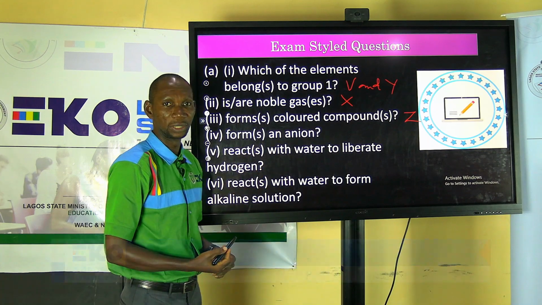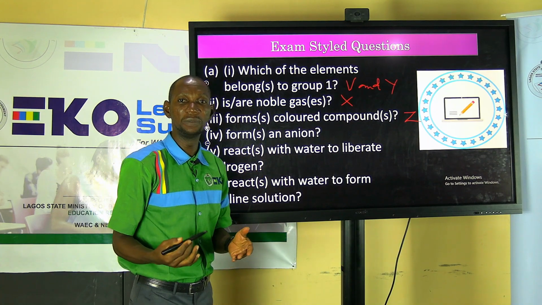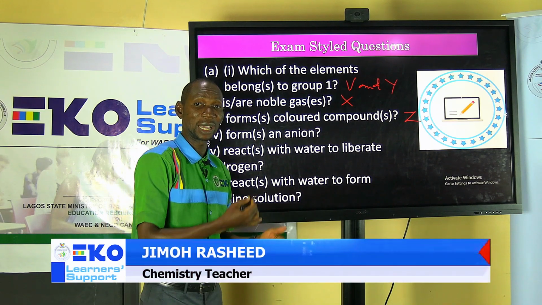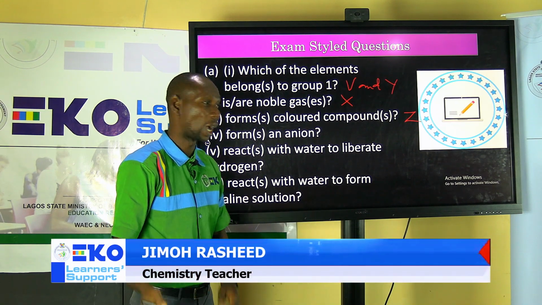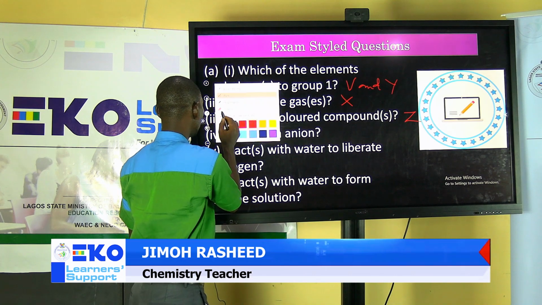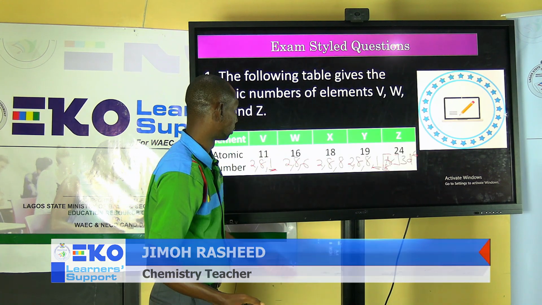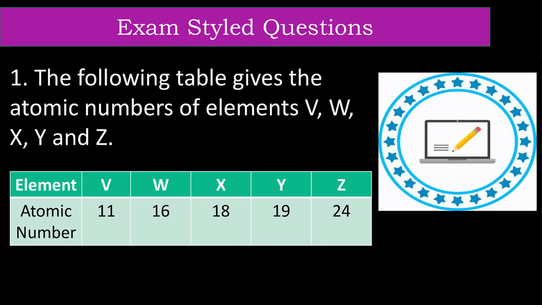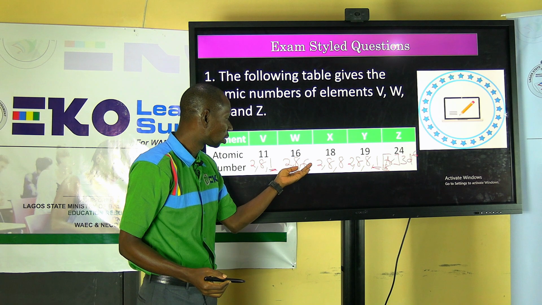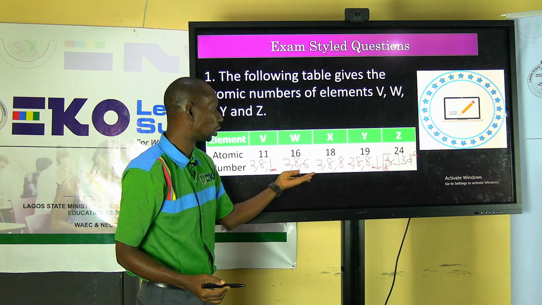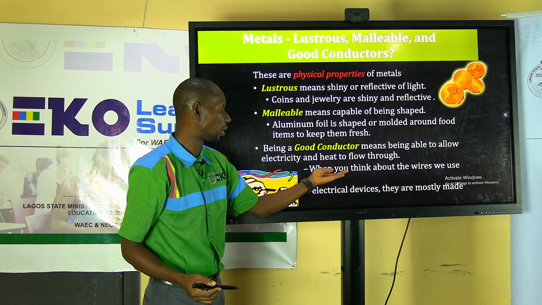Which one forms an anion? What is an anion? An anion is a negatively charged ion. Yes, the opposite is a cation, which is a positively charged ion. So let's see which one is going to form an anion. Now, if you look at V, V is a metal, so it's going to lose 1 electron. W, yes, is a non-metal. Why? Because it cannot lose 6 electrons. Instead, it has to gain 2 more, and that makes it what? A non-metal.